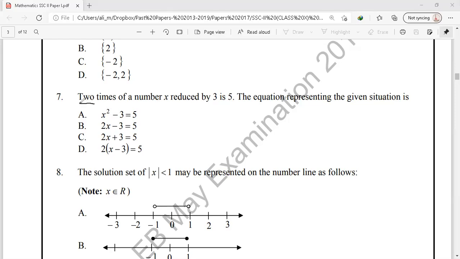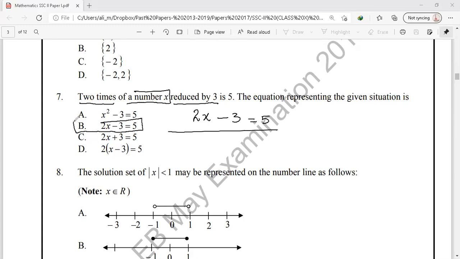So 2 times means we have to multiply our number, that is x. So 2 times the number would become 2x. Reduced by 3 means we have to subtract 3 from this number, and the result would be equal to 5. So this is the correct algebraic equation for this given situation. So the correct answer we have is in option B, 2x minus 3 equals 5.